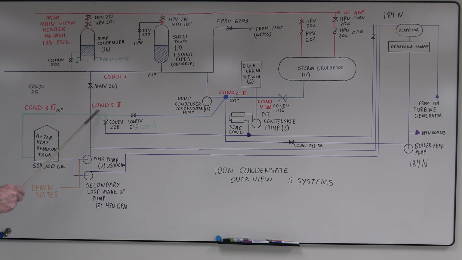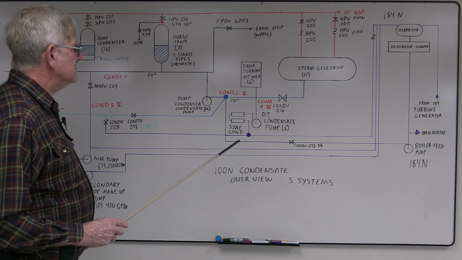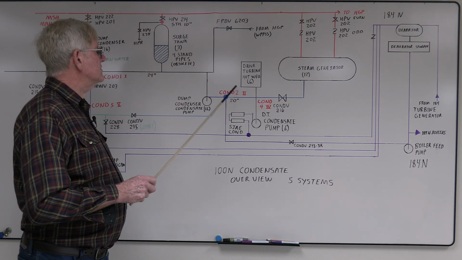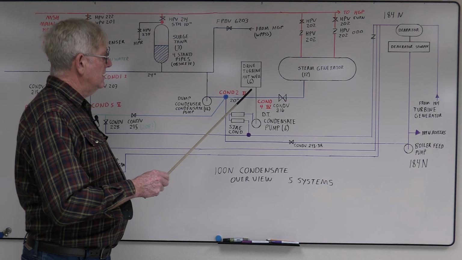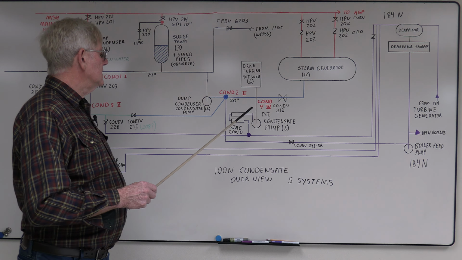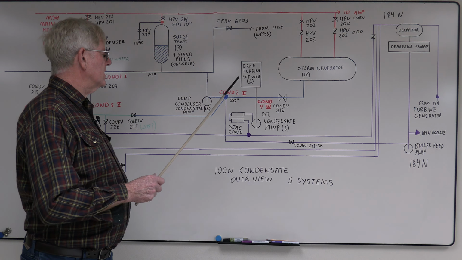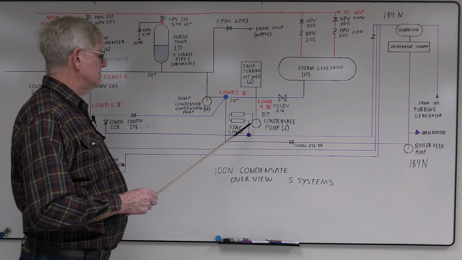Condensate 3 was just the spill line. It was a short line, went back to the after heat removal tank. It was about an 18-inch diameter line. Condensate 4 is the interesting one. It was just a short run between the drive turbine hot well and the condensate pump. So it was a really short run. It was under a vacuum since you're pulling out of a surface condenser.